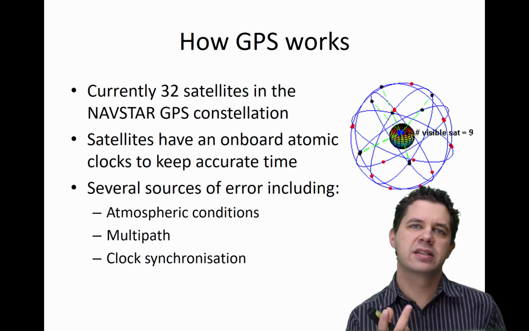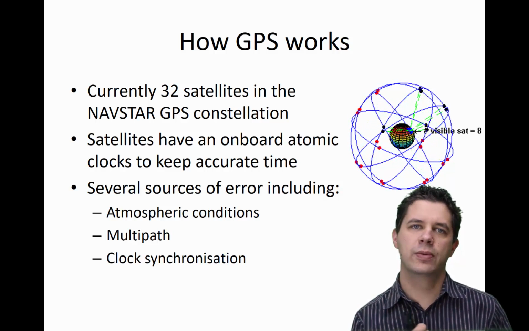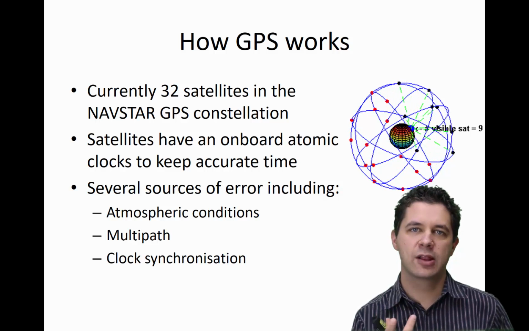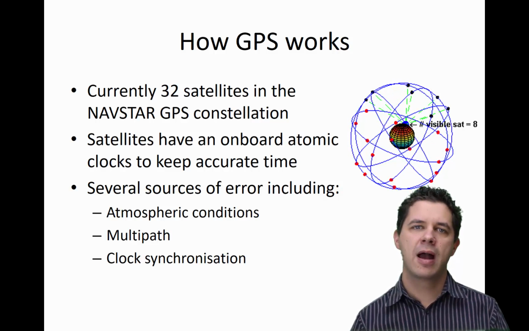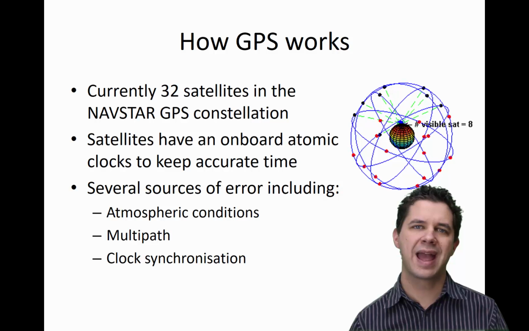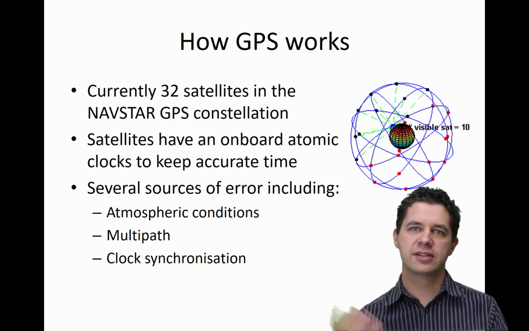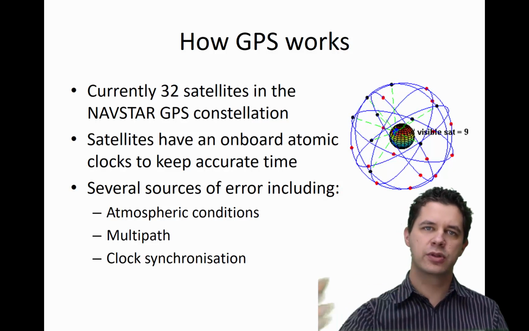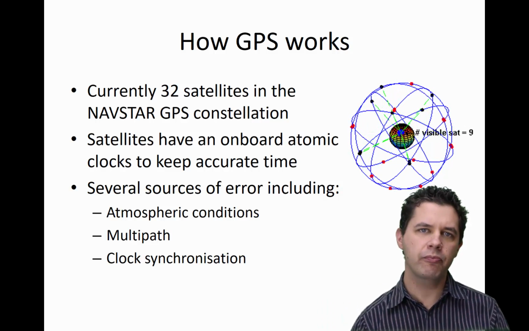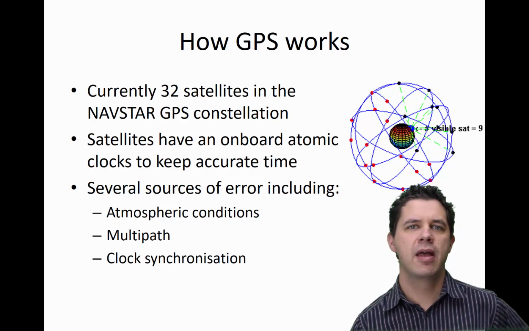So GPS, Navstar GPS currently has about 32 satellites in a constellation orbiting the Earth. And these satellites have an onboard cesium clock, an atomic clock that keeps very, very accurate time. Now we have a few different sources of error. Things like atmospheric conditions and what's going on in the ionosphere as the signals are sent from the GPS satellites to us. And multipath effects, where we have a signal that's bounced off something else. And clock synchronization between all our different satellites and our receiver. So a few different sources of error.